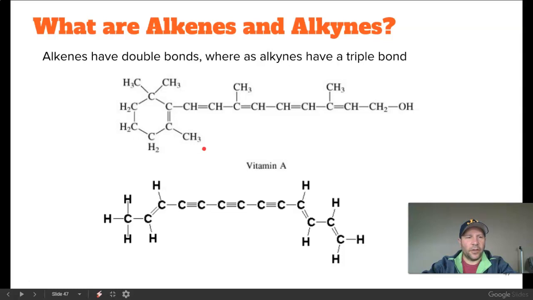Okay, so alkenes are any molecule that has a double bond in it here. And you can see there's several double bonds in this alkene here. And an alkyne has a triple bond in it. So those are different than our alkanes. An alkene has a double bond, and an alkyne has a triple bond. So let's get into that.